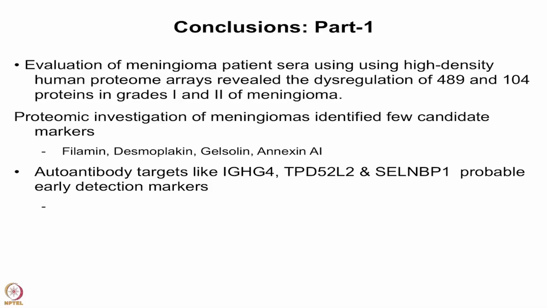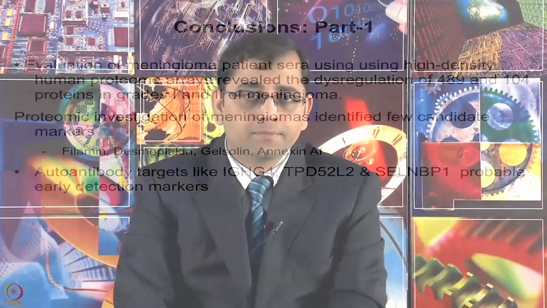So, from this part of meningioma patient serum sample screening for autoantibody using human proteome arrays, I hope you are convinced that this is a very robust platform which in a single shot analysis can give you an idea of how many proteins are dysregulated. And in this particular case we found 489 proteins were dysregulated in the grade 1 and 104 proteins in the grade 2 patients of meningiomas.